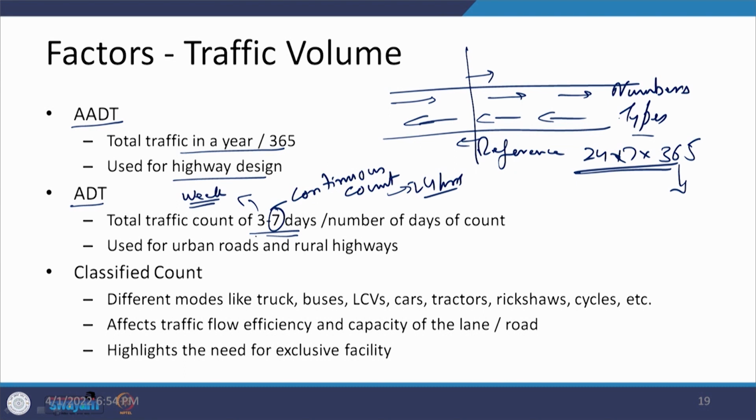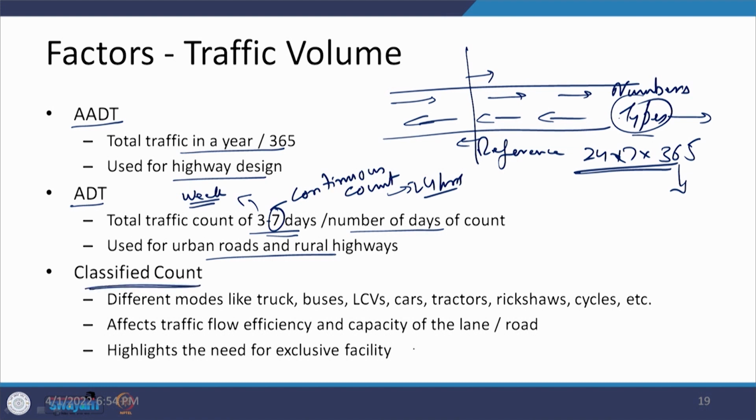Whether we have done it for 3 days or 7 days, if we divide the total traffic by that number of days, we are going to get ADT, and this is useful for urban roads as well as rural highways as such. Now, when you are taking this particular traffic, as I said, we are going to talk about the types, that is what is a classified count.